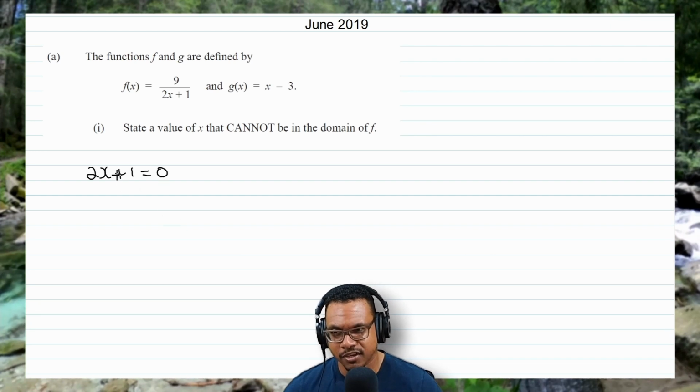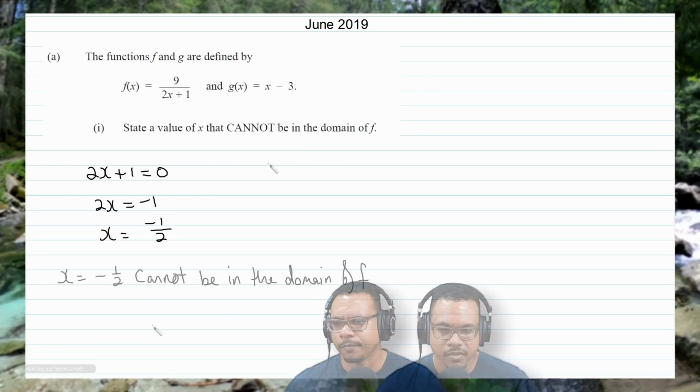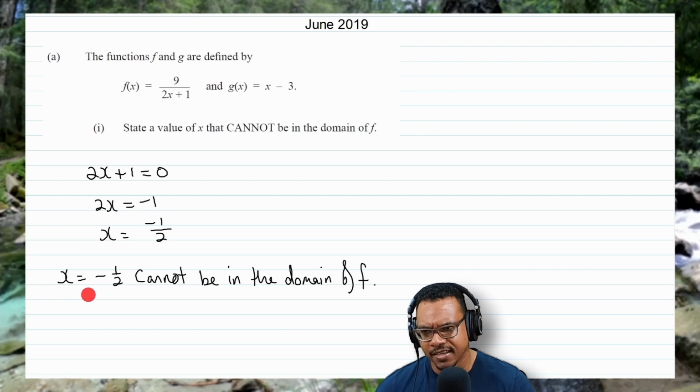Now we're going to solve for x, so transfer the positive 1 across the equal sign, and we'll have 2x is equal to -1. Then we have 2 multiplied by x. When you transfer the 2 across, the operation will change from multiplication to division. And we have x is equal to -1 divided by 2. So x equal to -1/2 would be the value of x that cannot be in the domain, or the value of x for which the function is undefined. All right, so I made my little statement here that x equal to -1/2 cannot be in the domain of f.